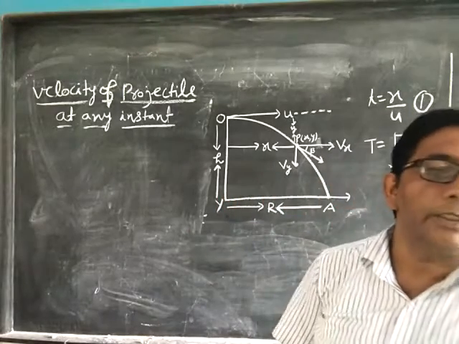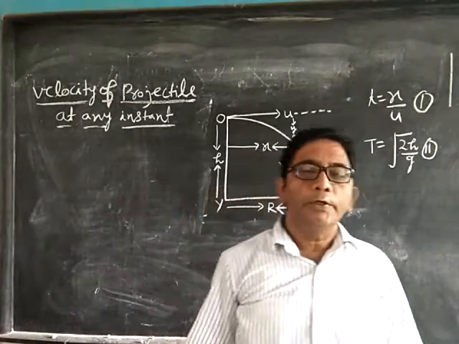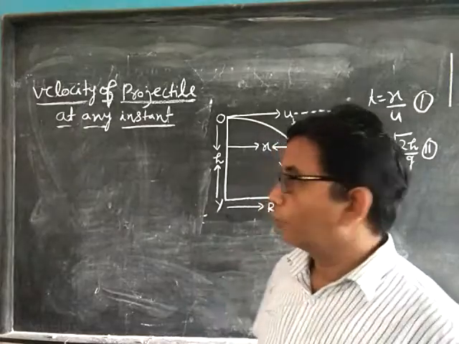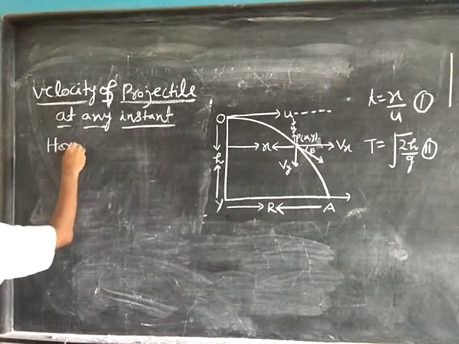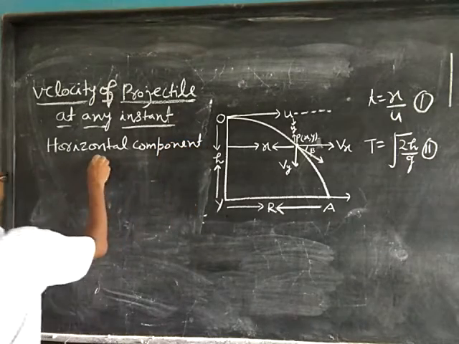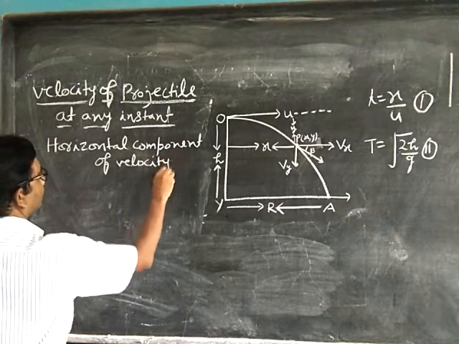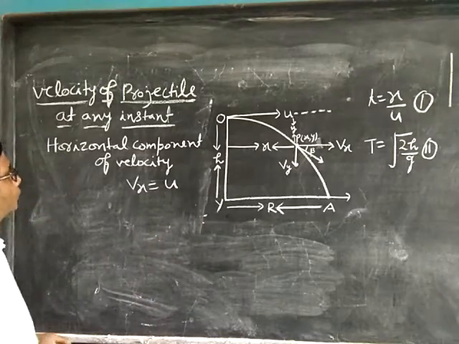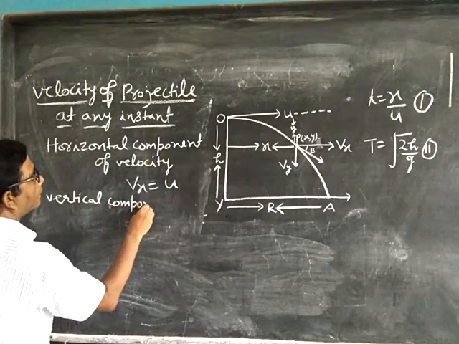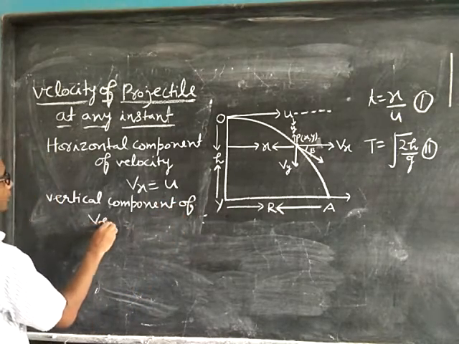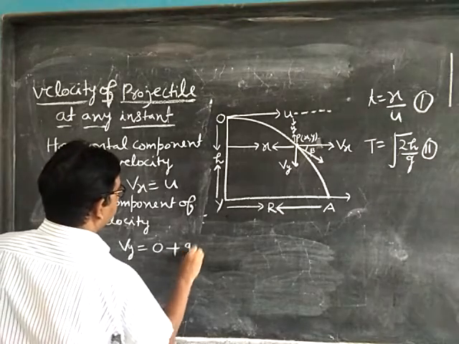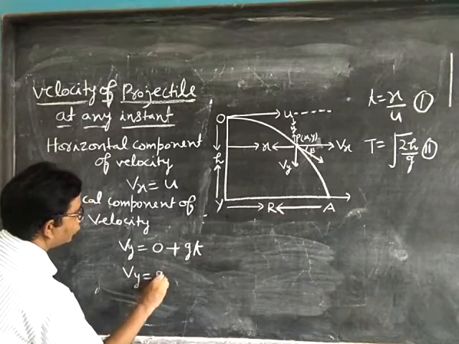Horizontal component of velocity Vx is equal to u, and vertical component of velocity Vy is equal to 0 plus gt, that is Vy is equal to gt.